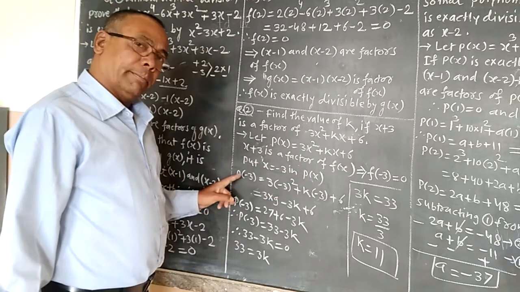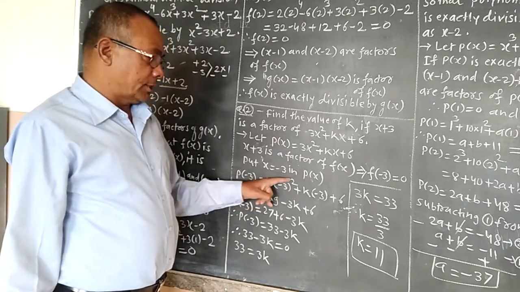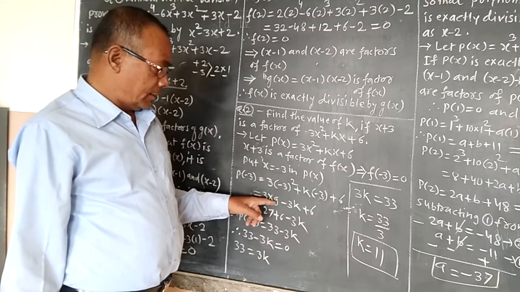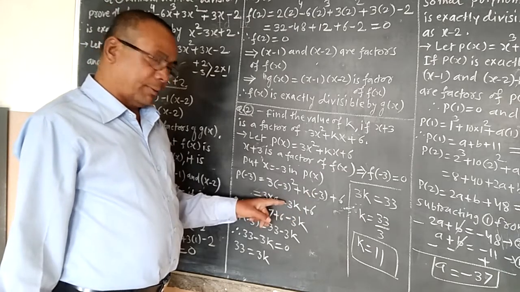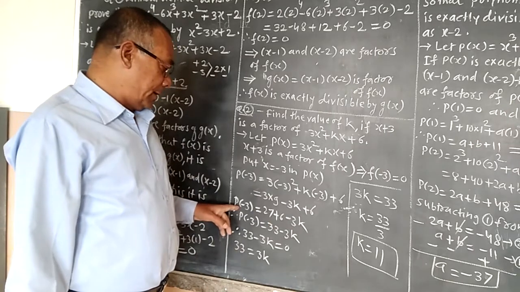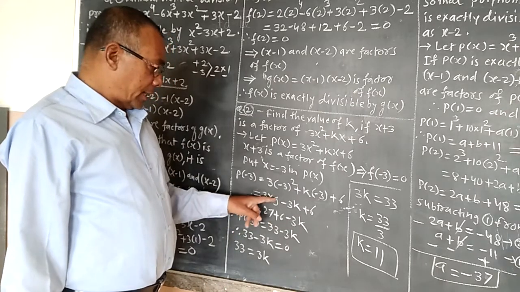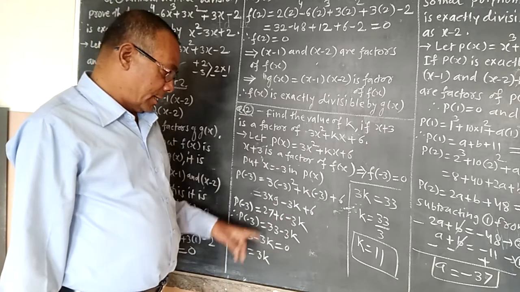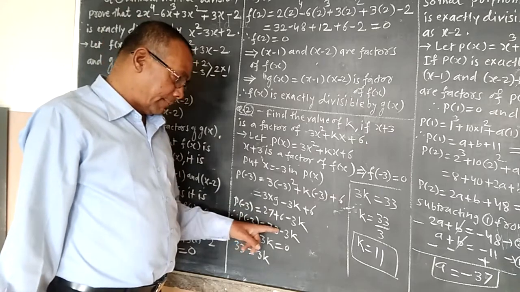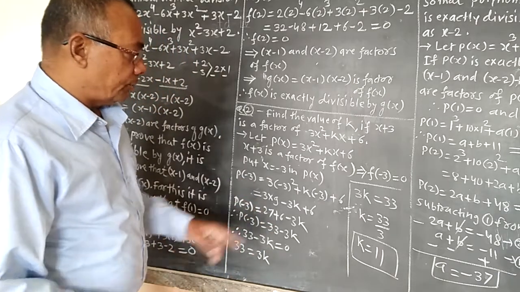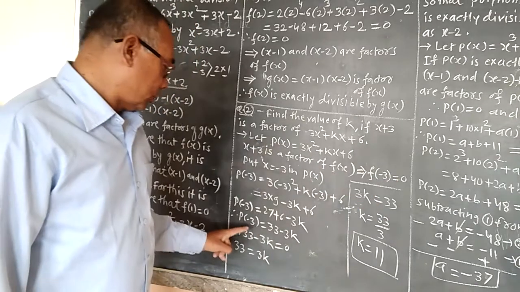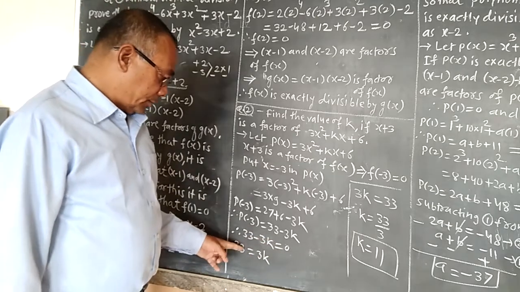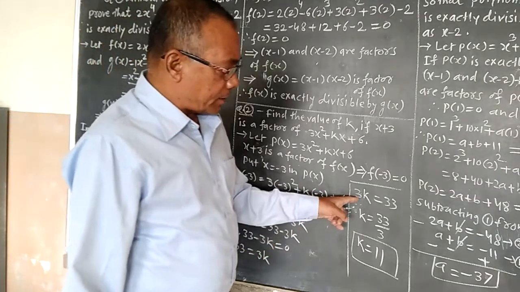We get p(-3) is equal to 3 into (-3) square plus k into -3 plus 6. Here 3 into (-3) square is 27. Here -3 into k, it will be -3k, and plus 6. So p(-3) is equal to 27 plus 6 and -3k. 27 plus 6, it will be 33 minus 3k. But we know that its value is 0, and therefore 33 minus 3k is equal to 0, and therefore 33 is equal to 3k, or 3k is equal to 33.